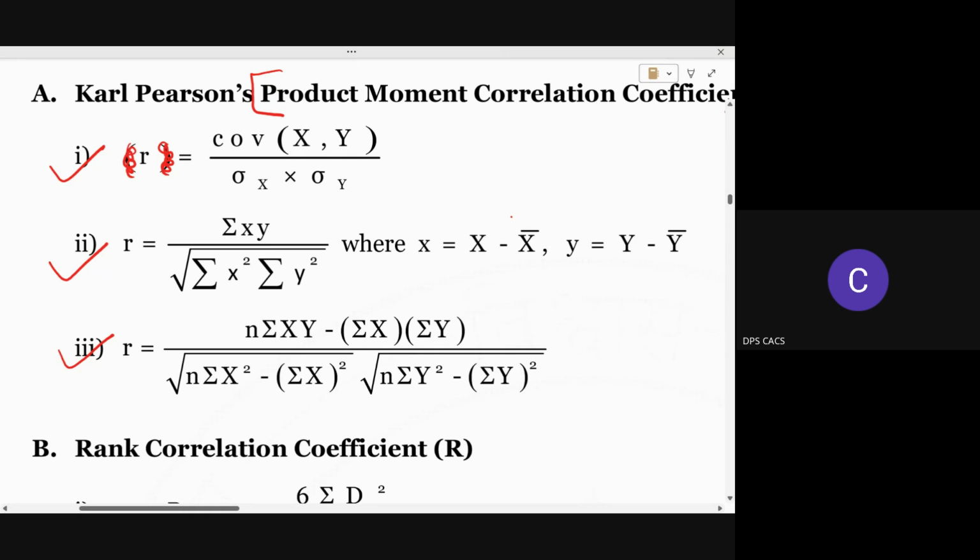Okay. How many people have learned all 3 of them? Raise your hand if you remember all three. Yes, all three are done. Only one person till now. 2, 3.